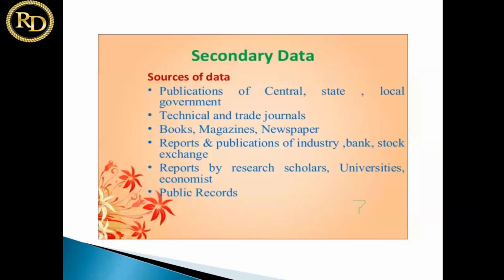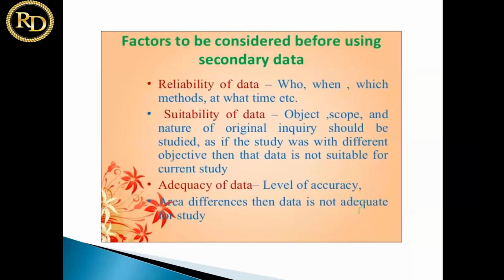Now secondary data, we know the sources of secondary data, as we have discussed: publication of central, state, local government, technical and trade journals, books, magazines, newspaper, reports, publications of industry, bank, stock exchange, reports by research scholars, universities, theses and publications, and public records may be the secondary data.